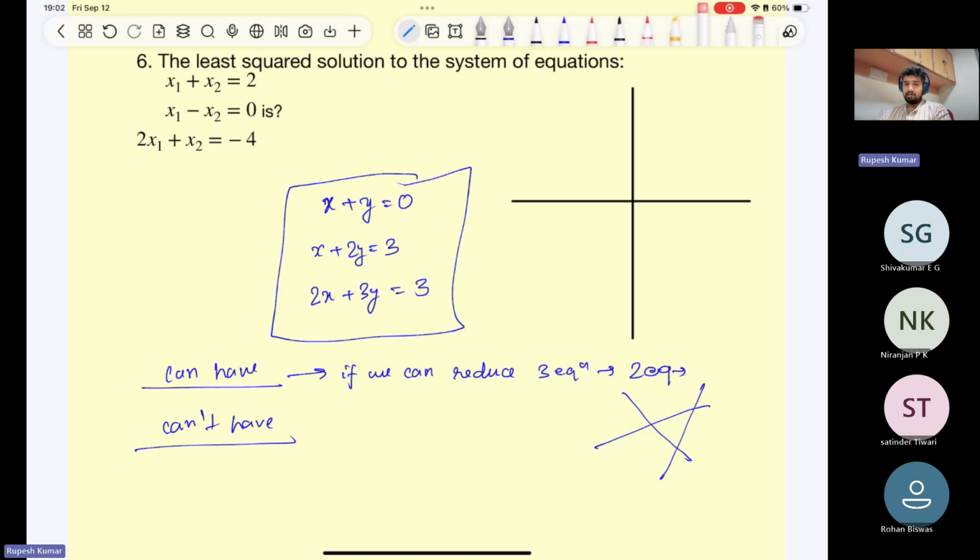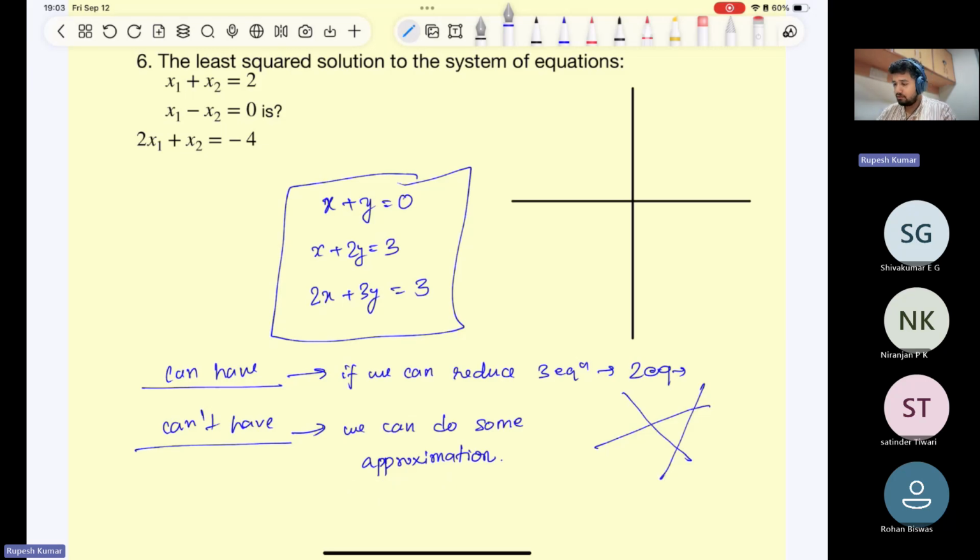Can we get a solution in these kinds of cases? The answer is no, you can't have a solution, but you can do some approximation. What kind of approximation can we make?